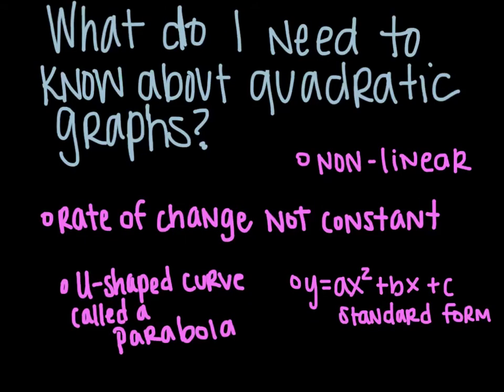What do you need to know about quadratic graphs? The first thing you need to know is that they are in fact nonlinear. They have a rate of change that is not constant. And it has a U-shaped curve called a parabola, which is kind of what you saw on the beginning screen. And then y equals ax squared plus bx plus c is the standard form, and you will learn more about that as we get into it.